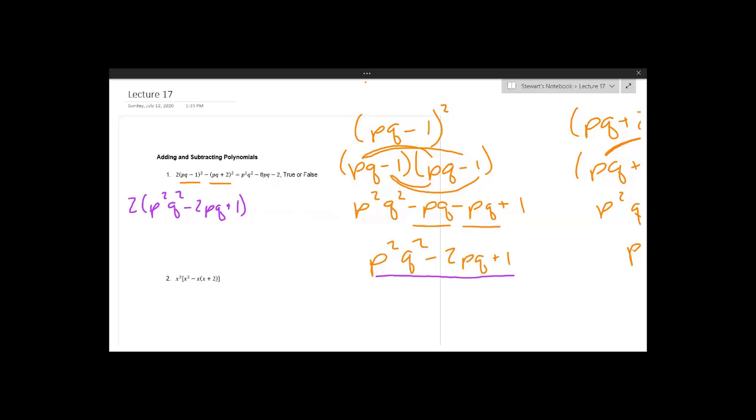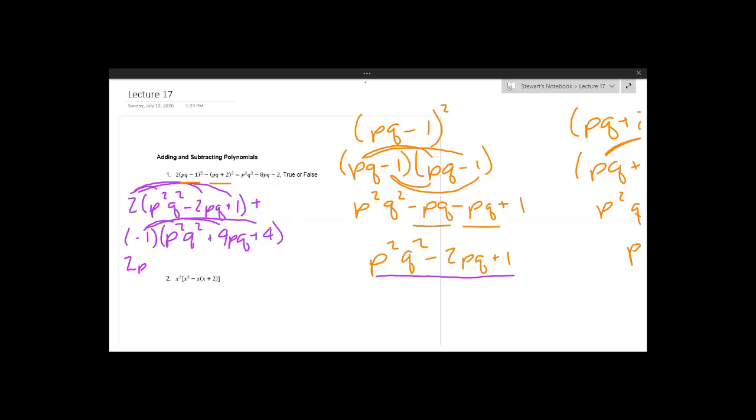So we have to distribute this 2 back to the whole quantity we found over here. And then, I'm going to separate this on 2 different lines just for the sake of room. So like I said, we are multiplying this next one times -1. So we have, I'm going to represent that as plus -1 times p squared q squared plus 4pq plus 4. Okay, so now we have to distribute this 2 to everything in here. And then we have to distribute this -1 to everything in here.